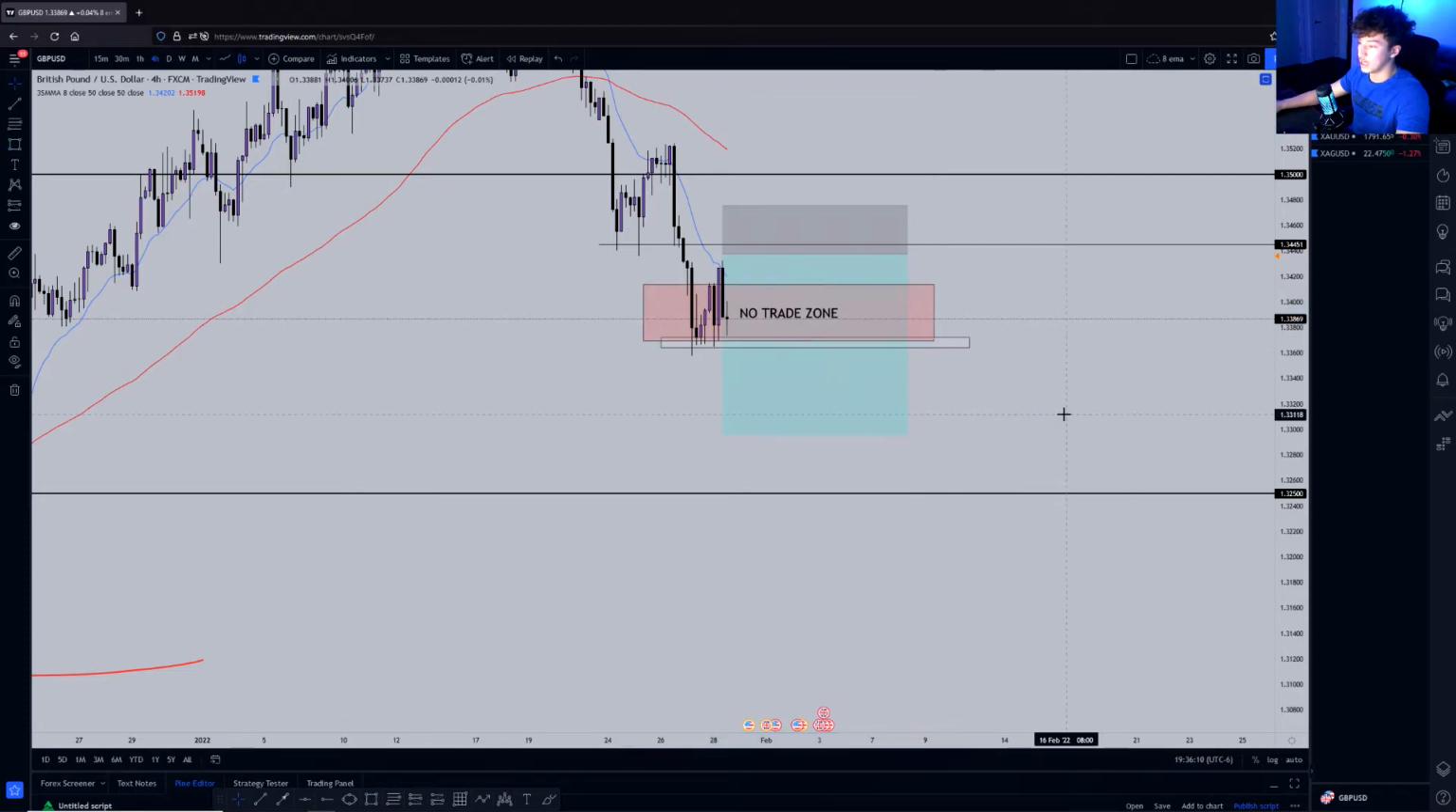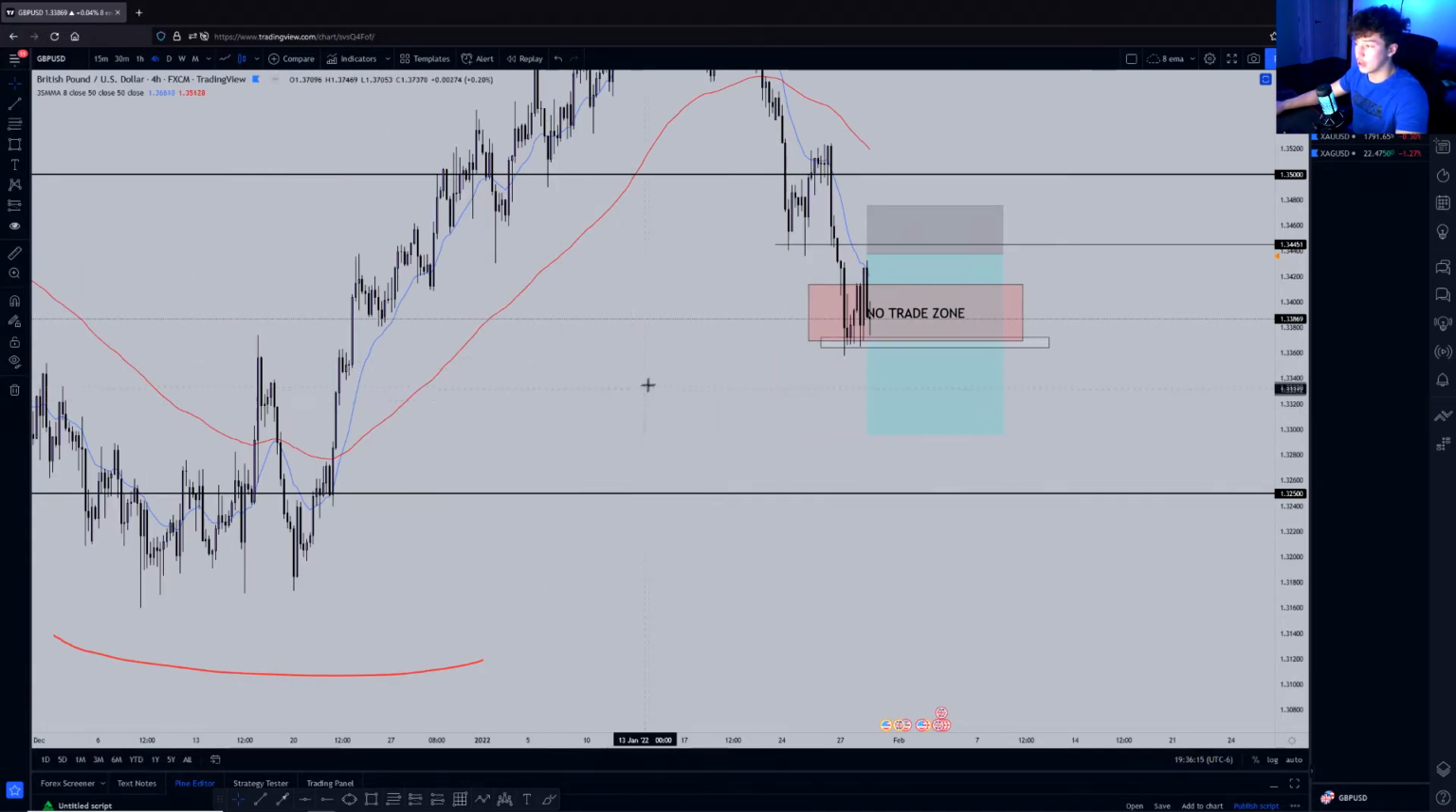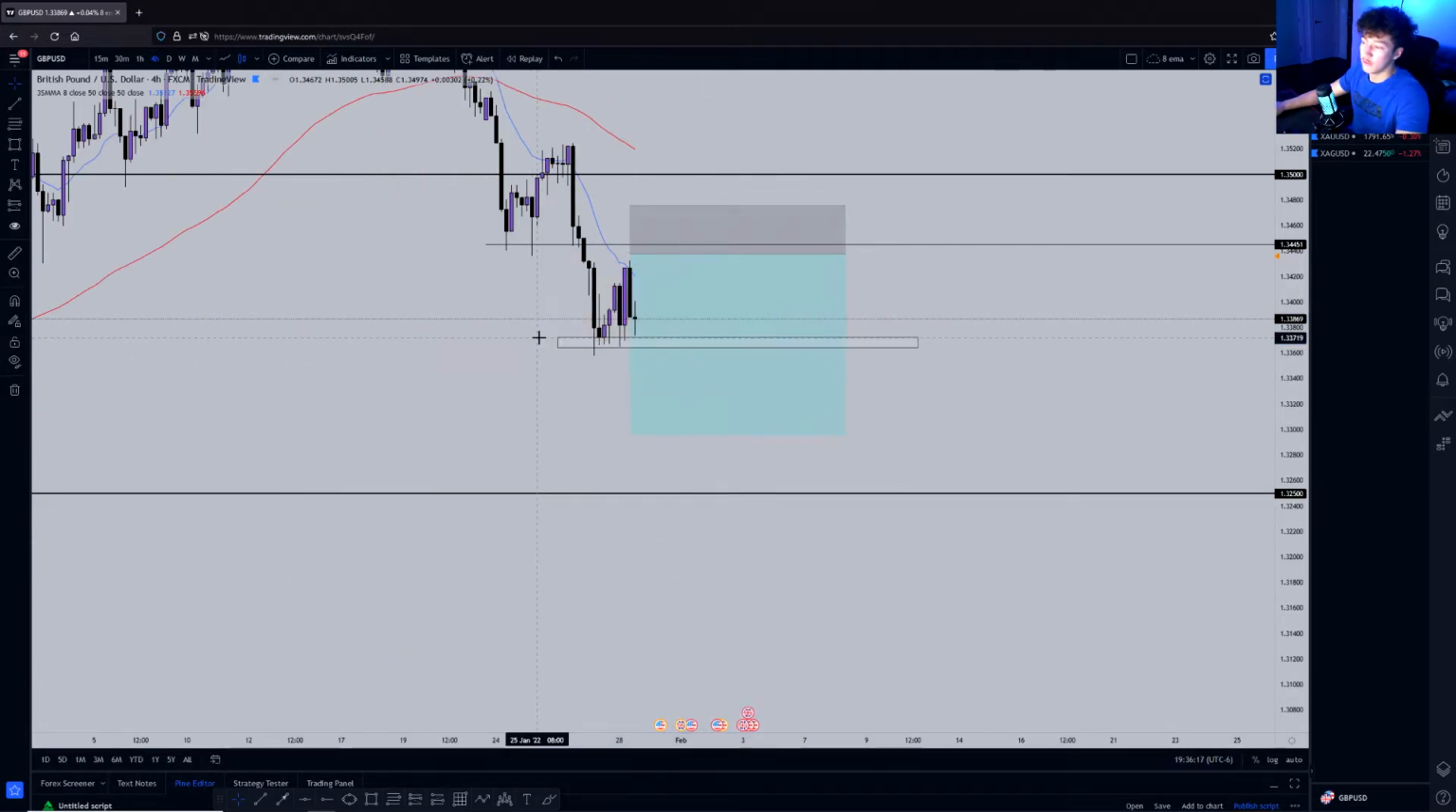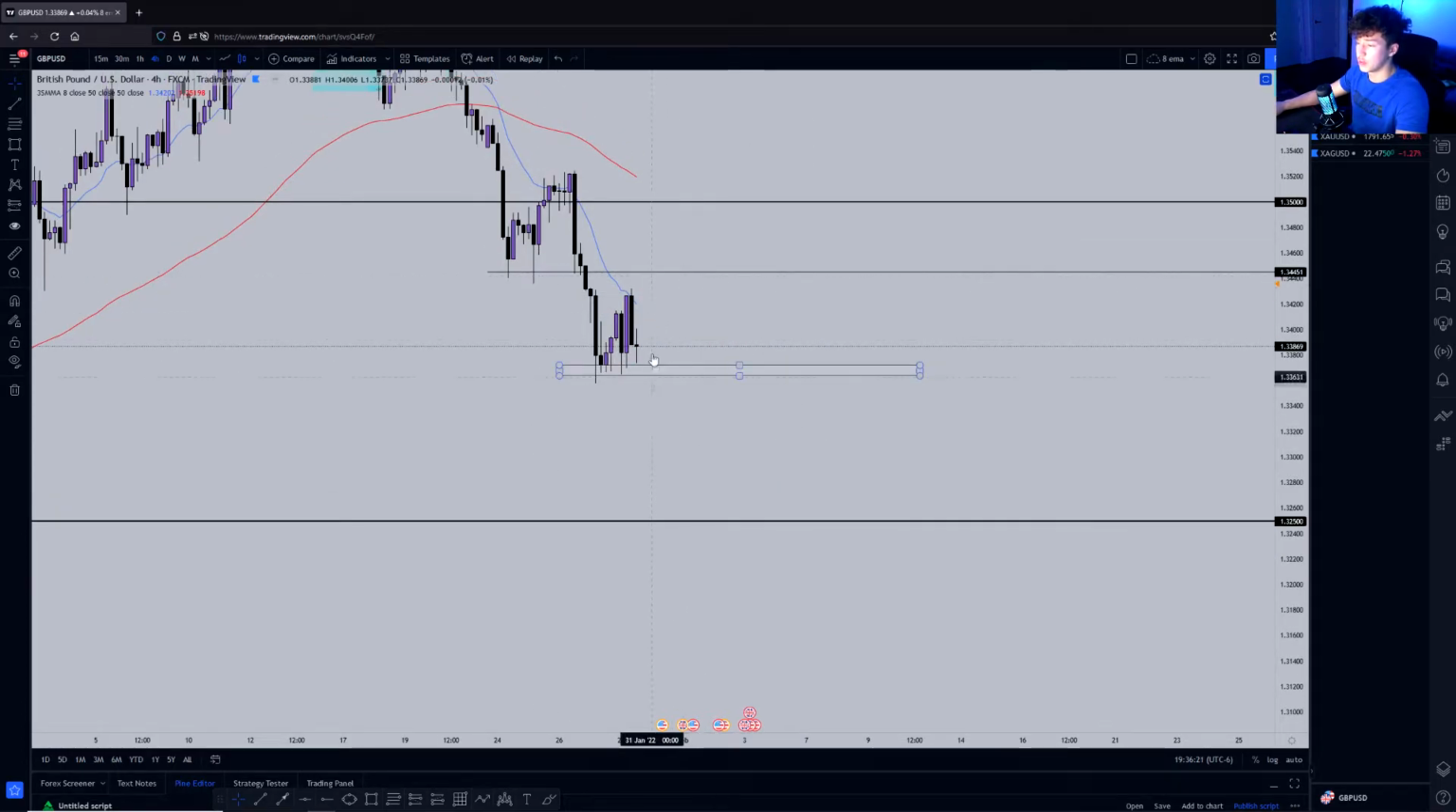I do not want to take any position within this general area, because I can see why price would go long with this general area, and I can also see why price would go short from this point on. So we're just going to stay away from that until we either get this potential setup right here, or we break past below, retest, and then continue on.